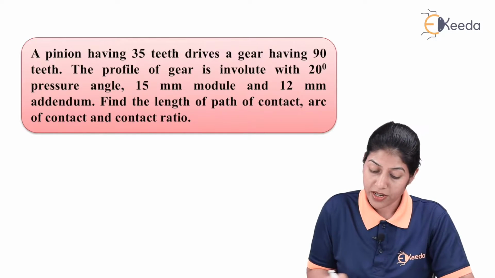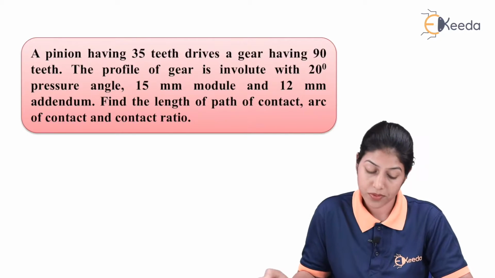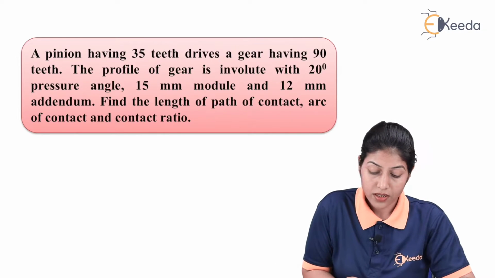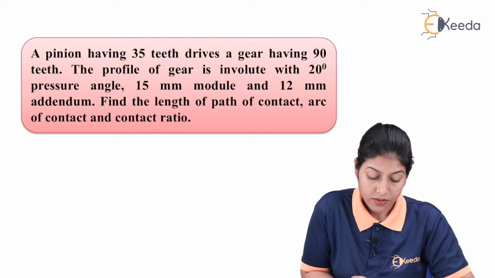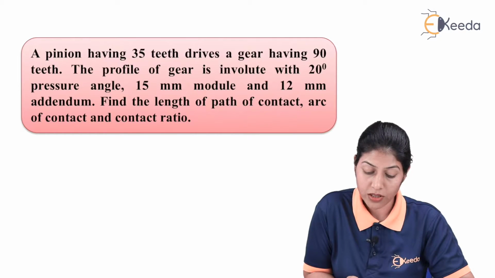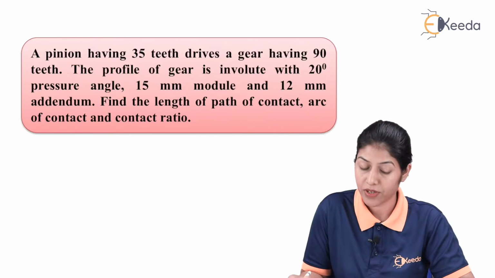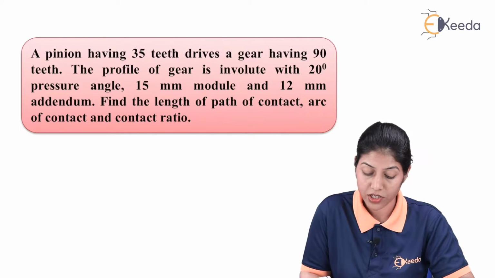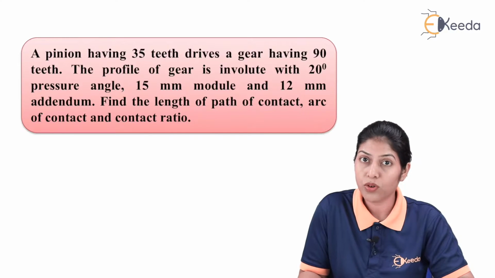So here in this numerical, we have to define these terms. And here some given terms which is related to number of teeth on pinion and gear as well as related to pressure angle are given. So with the help of these given terms and condition, we have to define the unknown value.